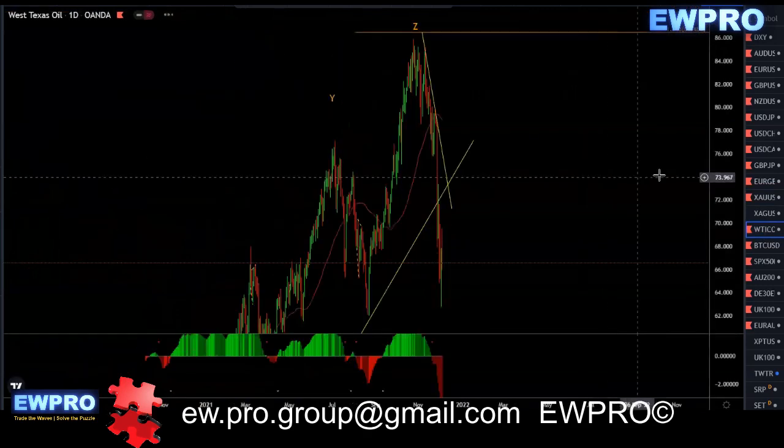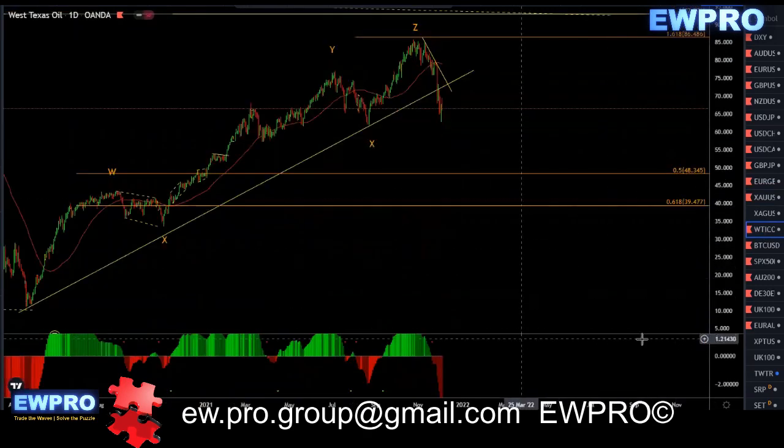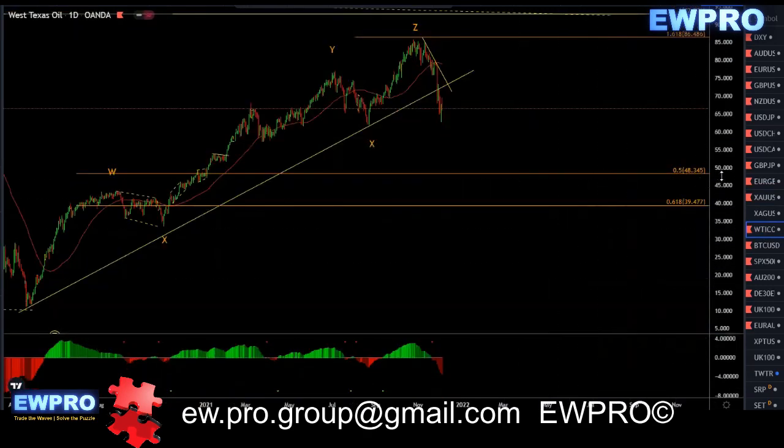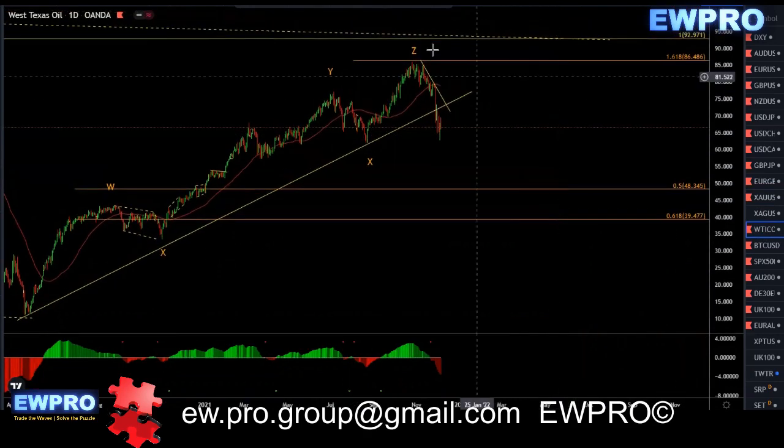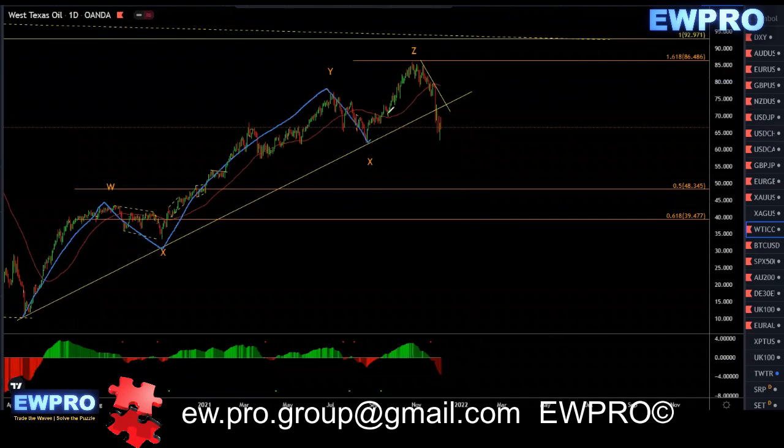WTI on the daily. So this one gave us the 5 up as well. We got that WXY, X2, Z up, just about up to the second target. It didn't quite hit that second target. We got a nice trend line break. Any bearish setup you get in here, look for the sell, and you're targeting that 50 fib.